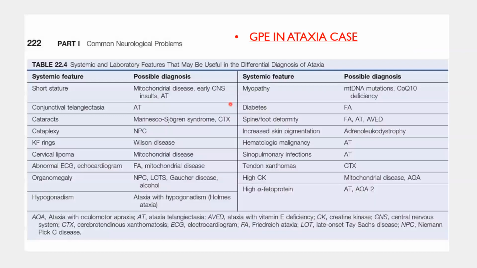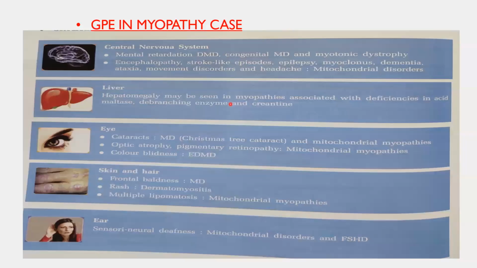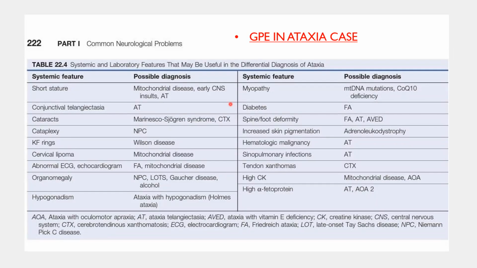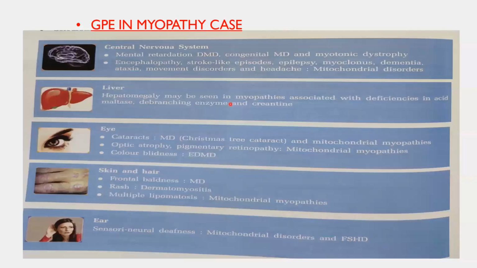Next, in case of ataxia, you need to mention the stature, any telangiectasias, cataract, Kayser-Fleischer rings, lipomas, organomegalies, hypogonadism, myopathy, diabetes, foot deformities, skin pigmentation, sinus infections, tendon xanthomas. All these things are to be seen whenever you are taking a patient with an ataxia case. Okay, next slide.